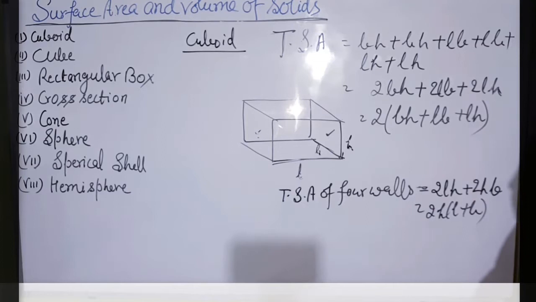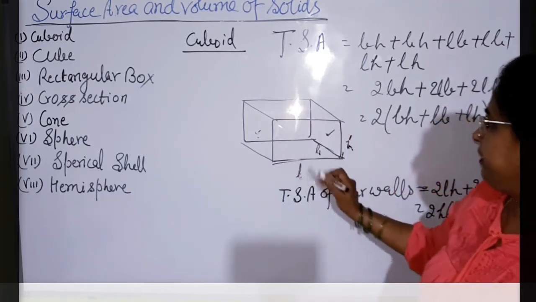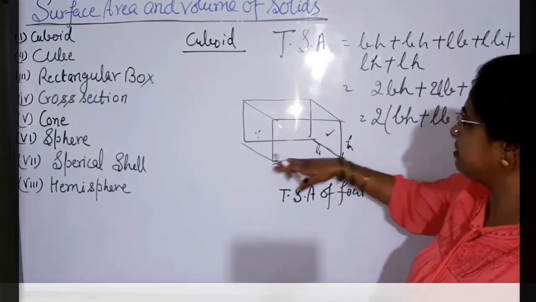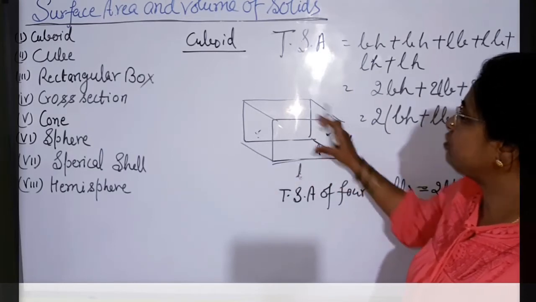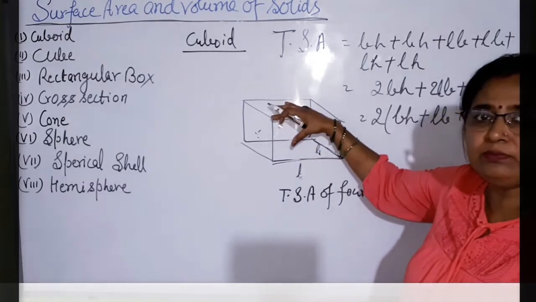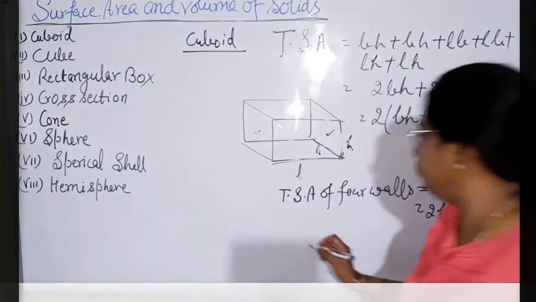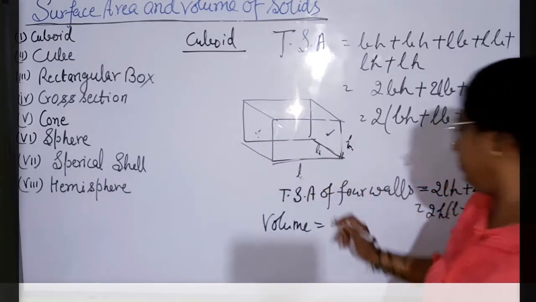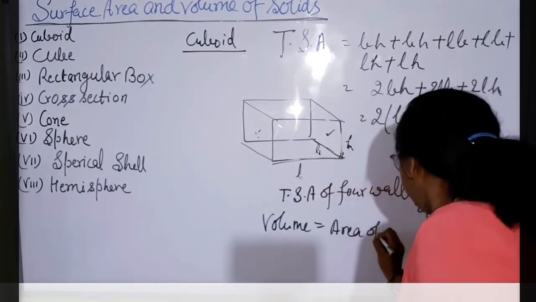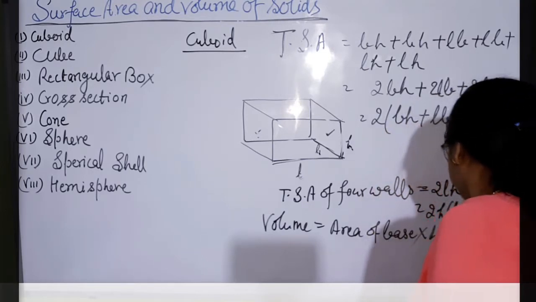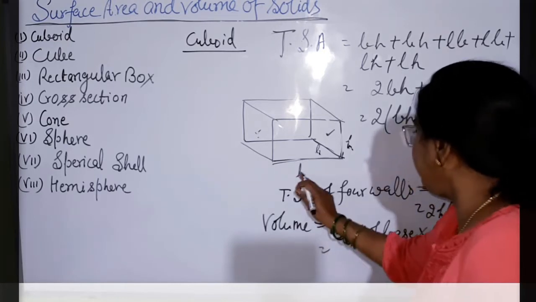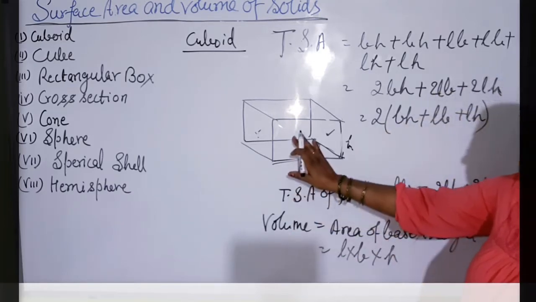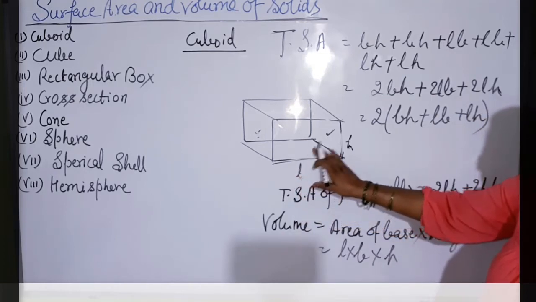And after this, volume. For the volume of any cuboid, the base is a rectangular surface, and if this rectangular surface is multiplied by H, that means the total space occupied by this solid, that is the volume. Volume is equal to the area of base into height. It is L into B into H. That's why always remember the volume of a cuboid is L into B into H.